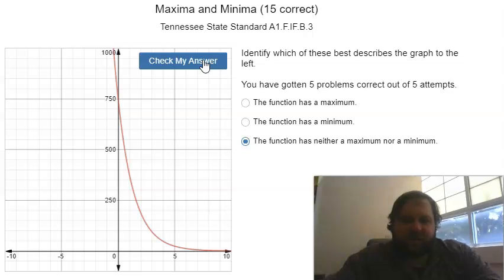And you will go through continuing this process until you have 15 correct. If you have questions, as always, ask your teacher. They will be more than happy to help you out.